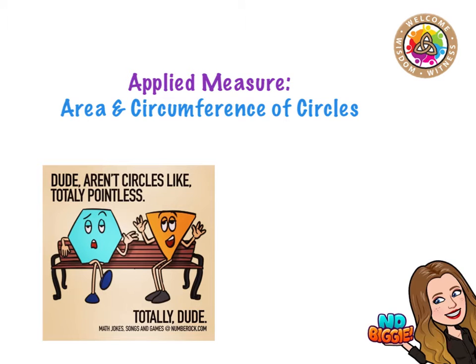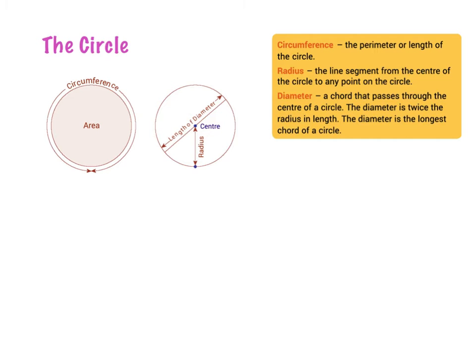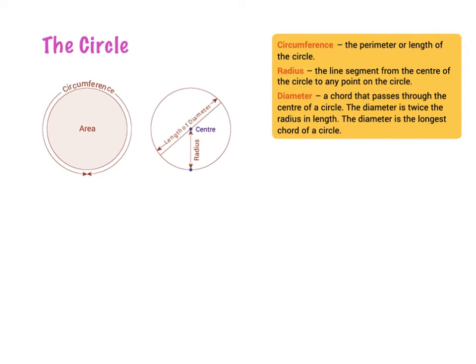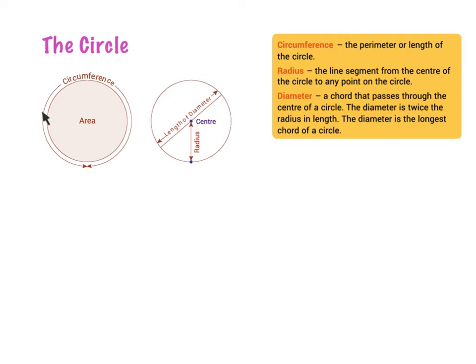This video is going to look at area and circumference of circles. So here we have a circle and the composition of a circle. The circumference is what we refer to as the outside, or in other words, the perimeter of the circle. The area is this little shaded bit in the middle.